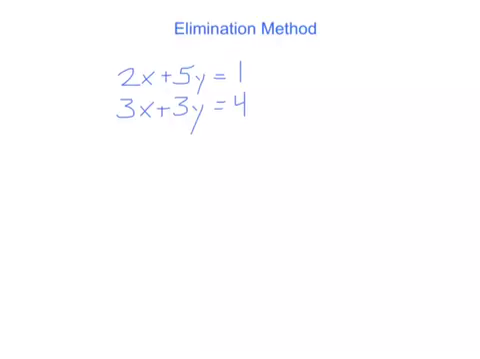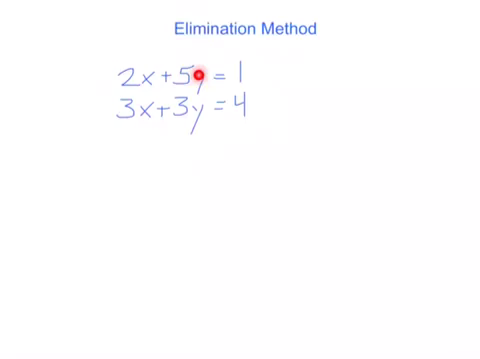We use the elimination method to solve systems of linear equations when both equations are written in standard form, meaning we have the x and the y variables on the same side of the equation. Our goal is to eliminate either the x's or the y's by adding or subtracting the two equations together.